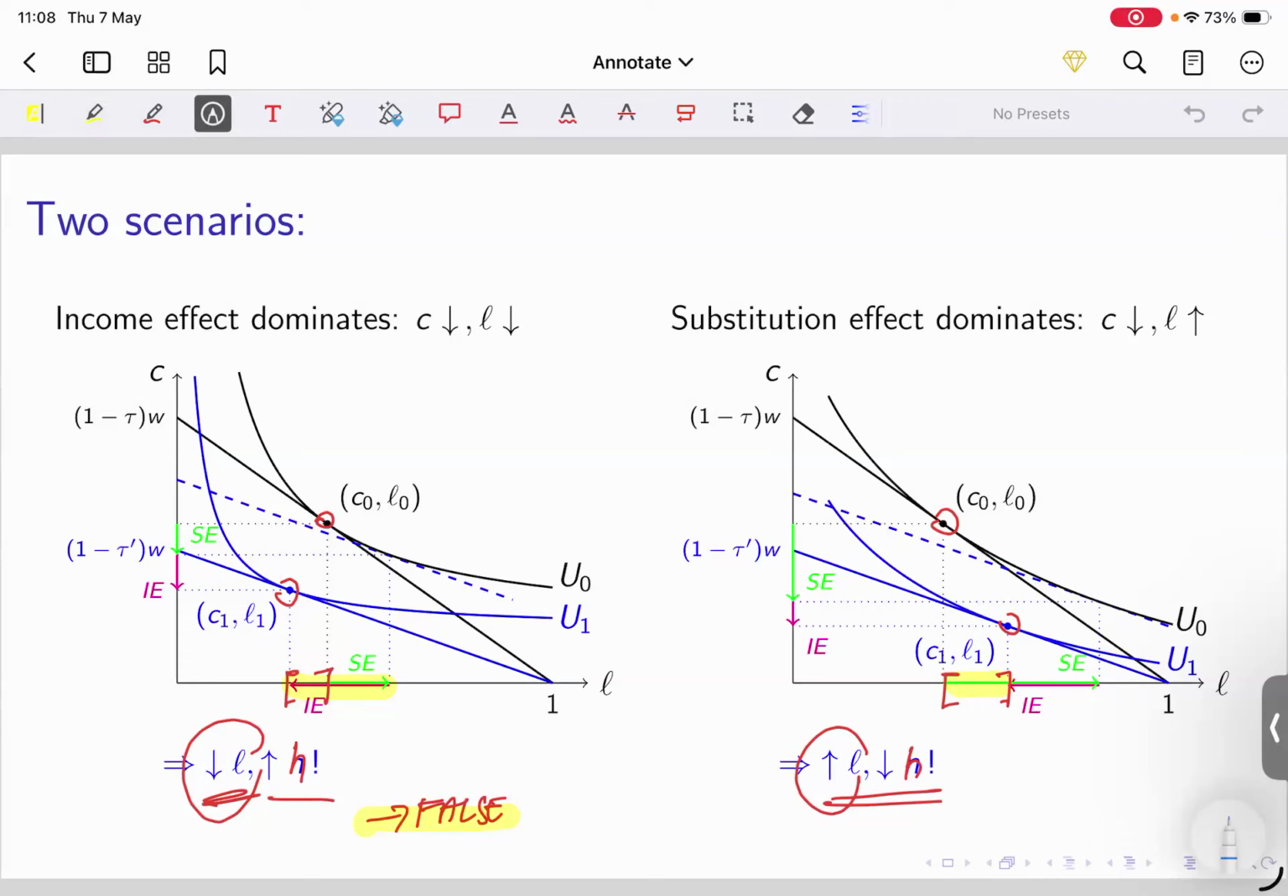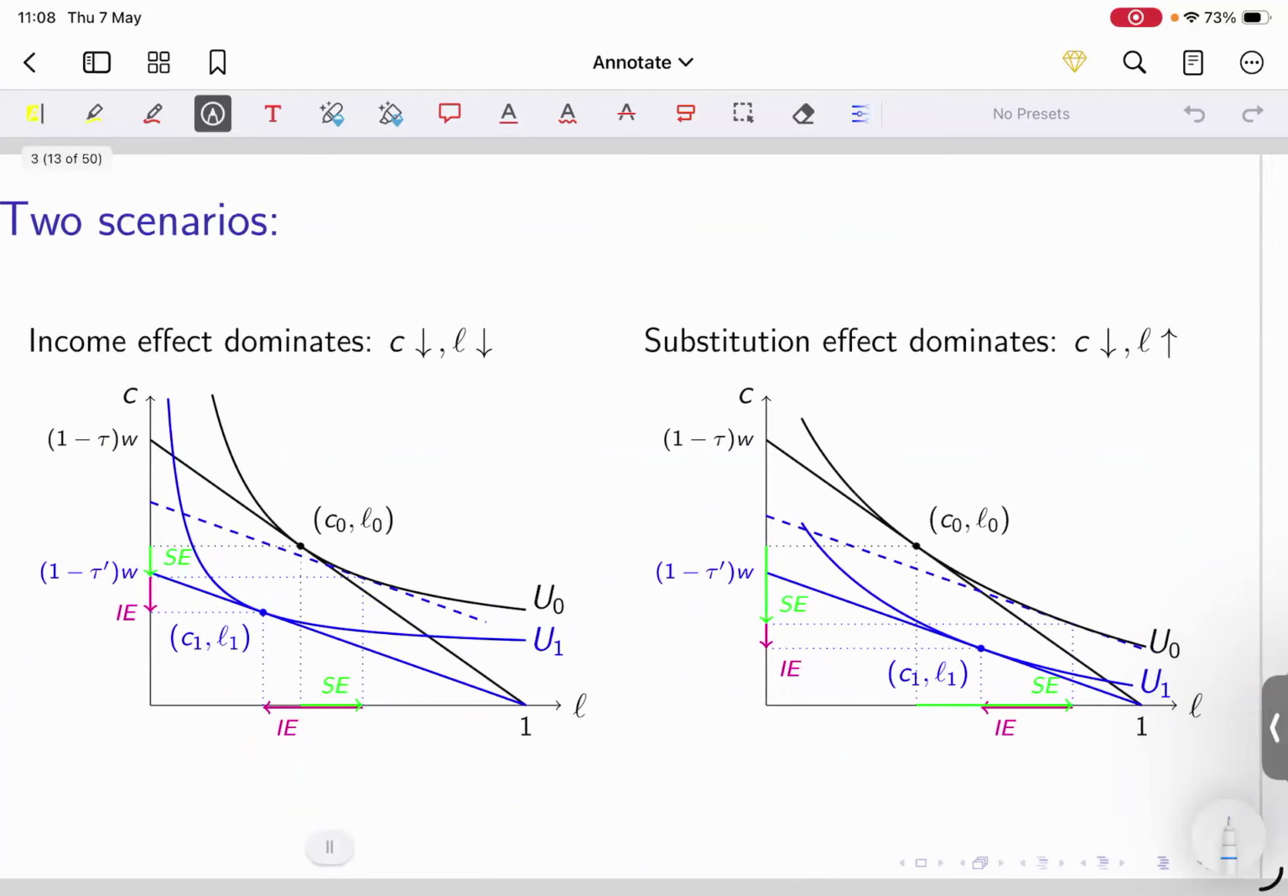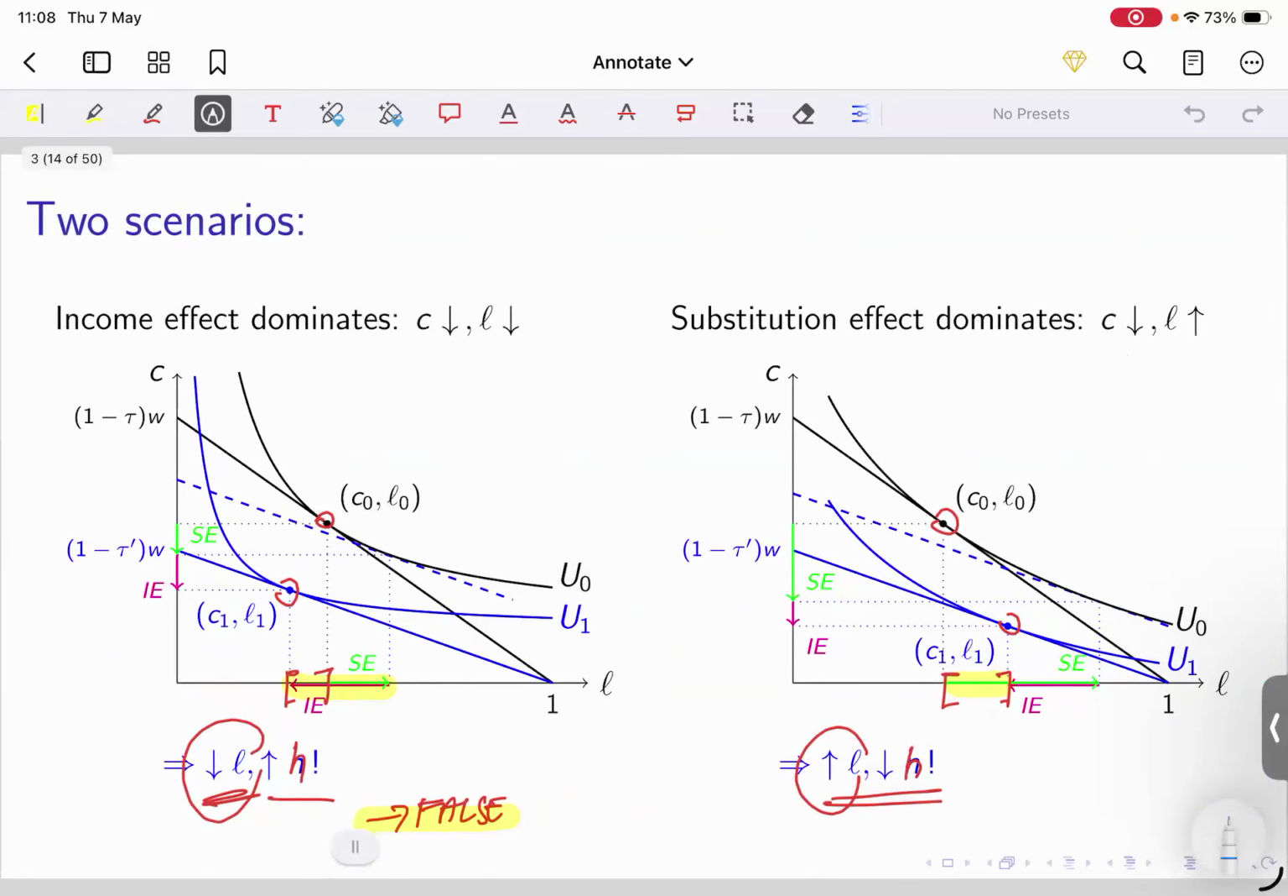So the income effect is what leads to the new budget line only, and a lower indifference curve. The substitution effect only has an effect on the old indifference curve. So the effect is as follows. So you have an increase.